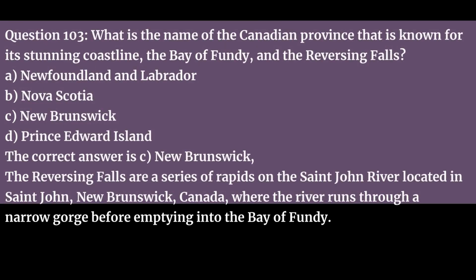Question 103. What is the name of the Canadian province that is known for its stunning coastline, the Bay of Fundy, and the Reversing Falls? A. Newfoundland and Labrador. B. Nova Scotia. C. New Brunswick. D. Prince Edward Island. The correct answer is C. New Brunswick. The Reversing Falls are a series of rapids on the St. John River located in St. John, New Brunswick, Canada, where the river runs through a narrow gorge before emptying into the Bay of Fundy.